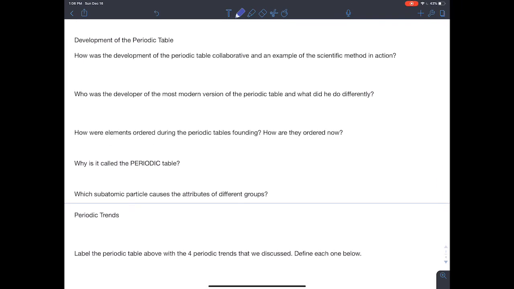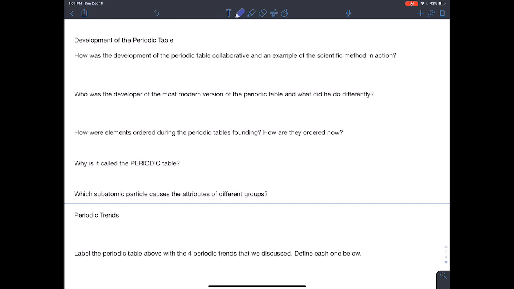How does the development of the periodic table, collaboratively, show an example of the scientific method in action? Well, they were building on the info that came before them, all these different scientists we learned about. They were looking at what was developed before, adding to it, changing it. So they were analyzing the data and putting forward their own hypotheses or building upon what came before. That's how science can be collaborative and work together.